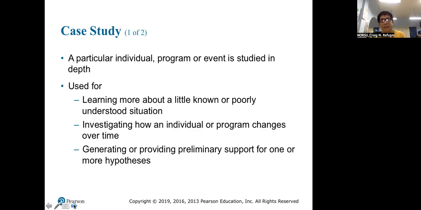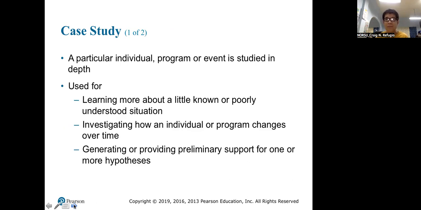What is a case study? A particular individual, program, or event is studied in depth. So we look into a particular individual, or it might be a program, or it might be an event, and that is actually being studied from an in-depth perspective. So we look into what had happened to the individual, what had happened to the program, what had happened to the event, or what is happening to the individual, the program, or the event.